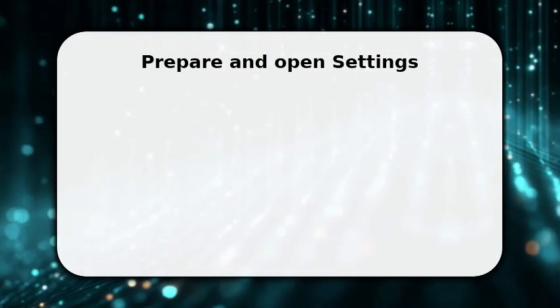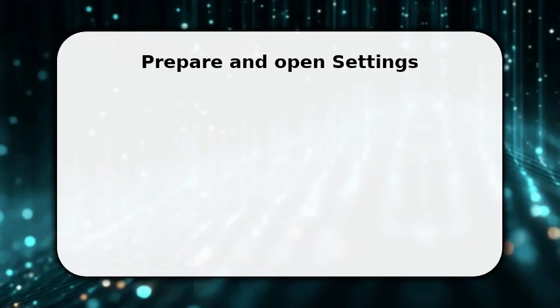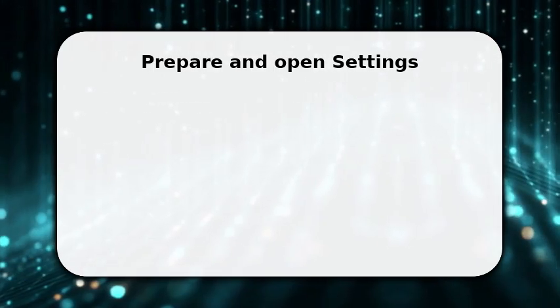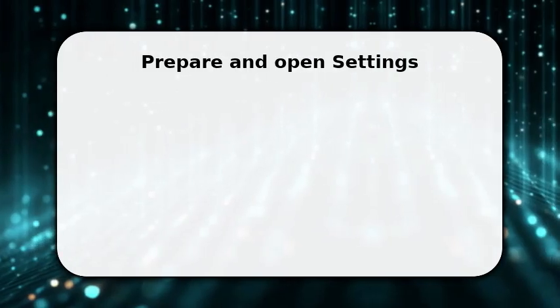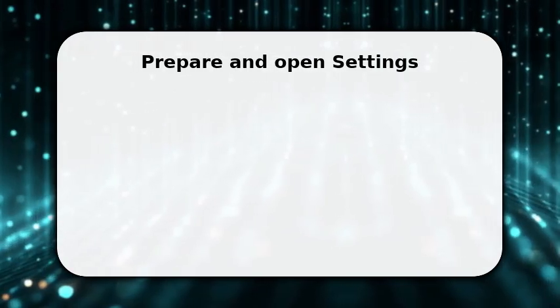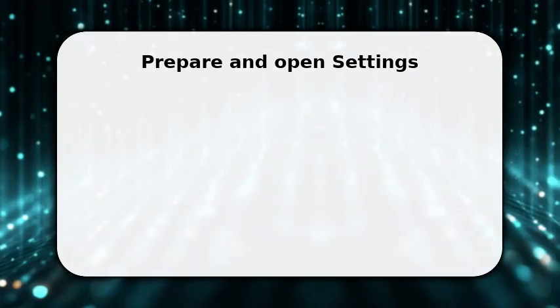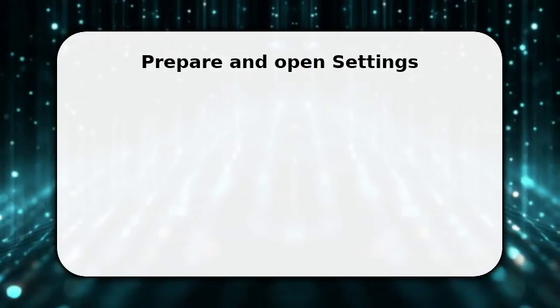Next, look for network and internet or connections. Motorola labels can vary by model, so use the search icon at top of settings if you don't see it. This gets you directly to data controls and avoids digging through unrelated menus.